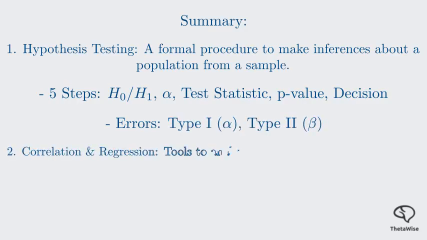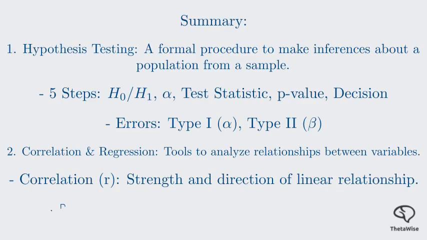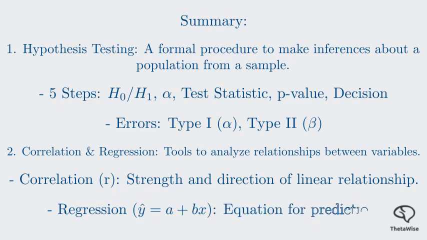Then, we explored correlation and regression. Correlation, measured by R, describes the strength and direction of a linear relationship. Regression provides an equation, y hat equals a plus b times x, that allows us to predict the value of one variable from another. These two areas are the bedrock of biostatistics, enabling researchers to draw meaningful conclusions from data and contribute to medical knowledge and public health.